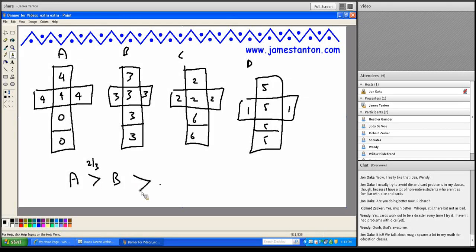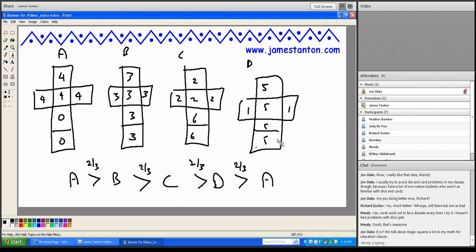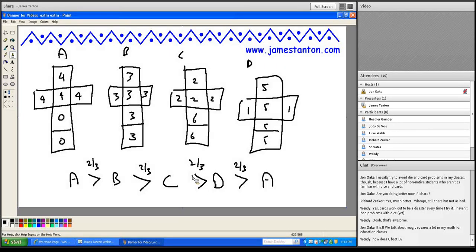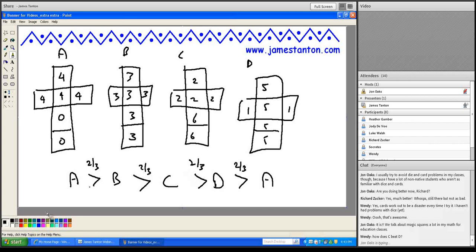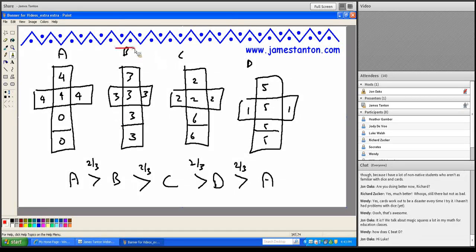All right, a little exercise here. You can work out that A beats B 2/3 of the time. Bet you can see that right now. And that B beats C 2/3 of the time. Bet you can see that right now. That C beats D, you have to think about it, but C beats D 2/3 of the time. And you can guess what's going to happen now. D actually beats A 2/3 of the time. So there are four non-transitive dice. Okay, fun little puzzle for students.